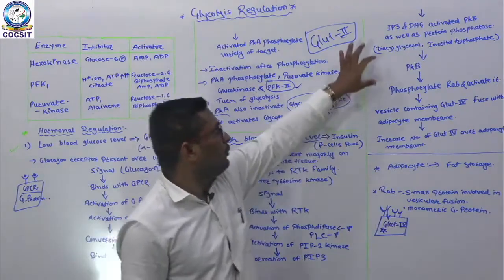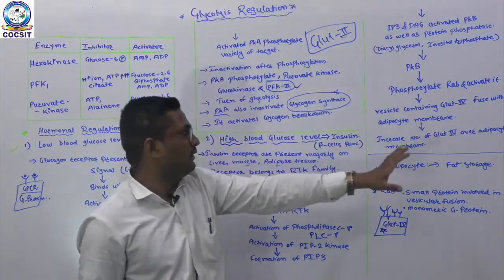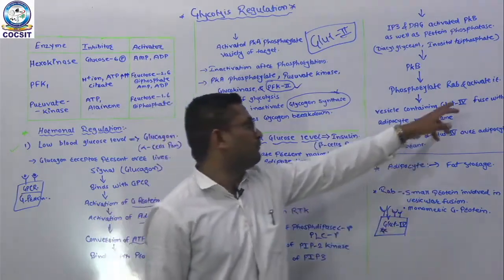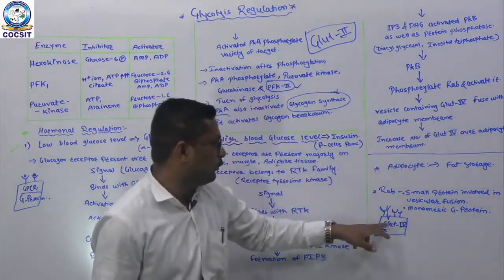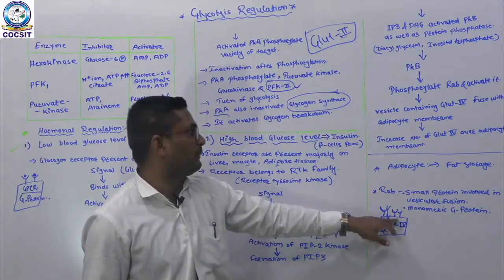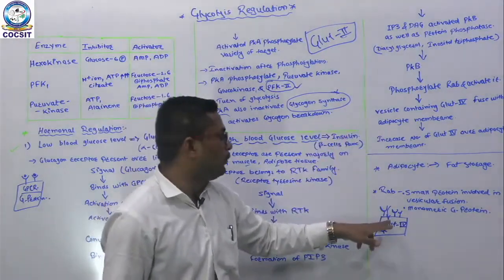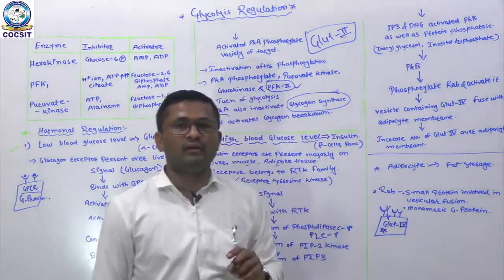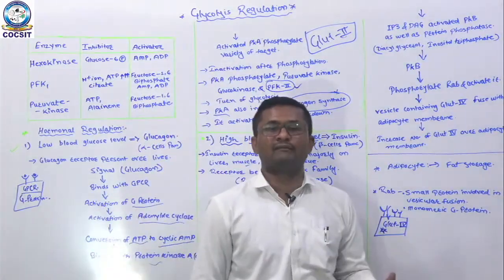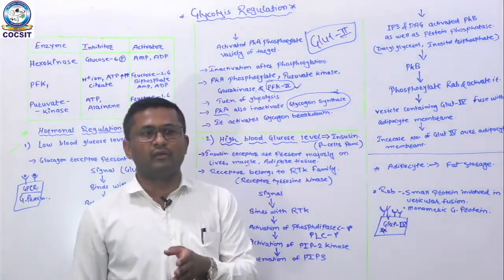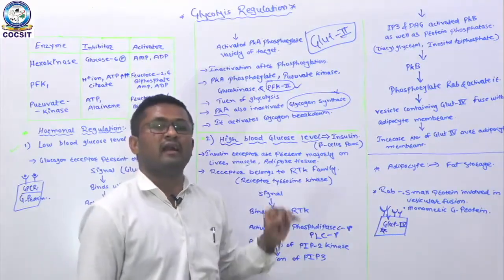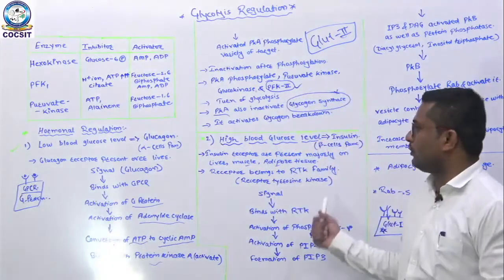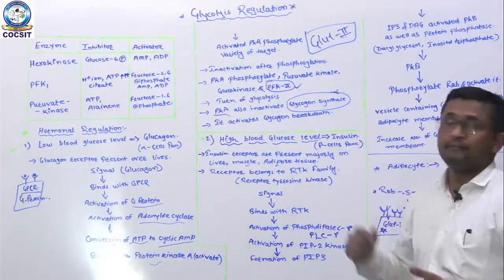Okay, so this RAB will get activated, then vesicles containing GLUT4 will fuse with the adipocyte membrane. They are going to fuse with the adipocyte membrane, which will increase the number of GLUT4 over the adipocyte membrane. And GLUT4 is nothing but the glucose transporter. It is going to transport the glucose from blood to adipocyte, and it is the only transporter which is under control of the insulin.